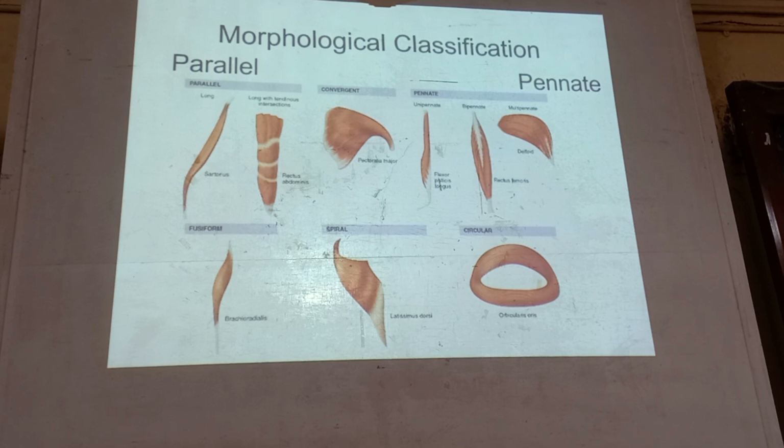Muscles are classified into two main groups, parallel and pinnate. When you are seeing the dissection of muscle, if you carefully look at the muscle closely, what you are seeing is muscle fasciculi, not individual fibers. Individual fibers can be seen only under the microscope. A bunch of fibers put together is called a fascicle, which is covered by perimysium. The whole muscle is covered by epimysium.